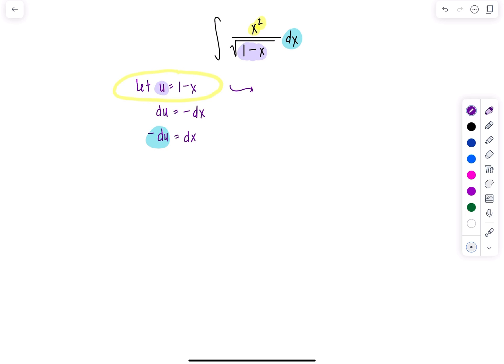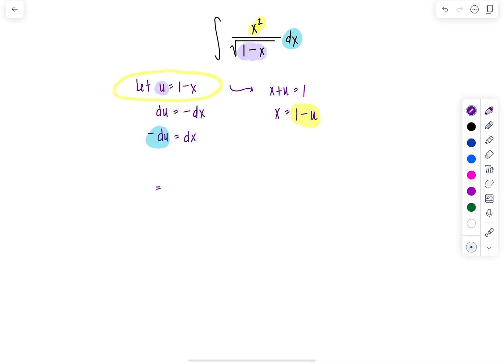This is a technique we have to do on occasion. So notice if I add x to both sides, I have x plus u equals 1, which means x equals 1 minus u. So that's what I'm going to substitute in for x into the integral. So let's hop to it.